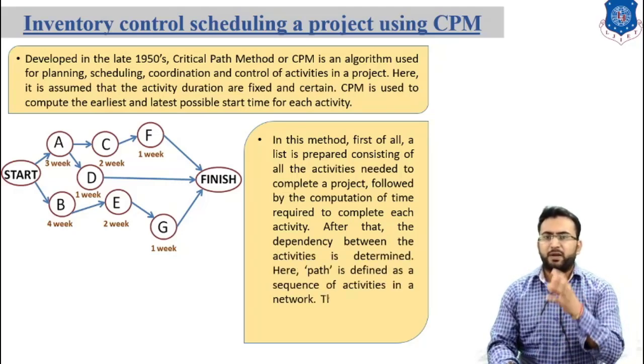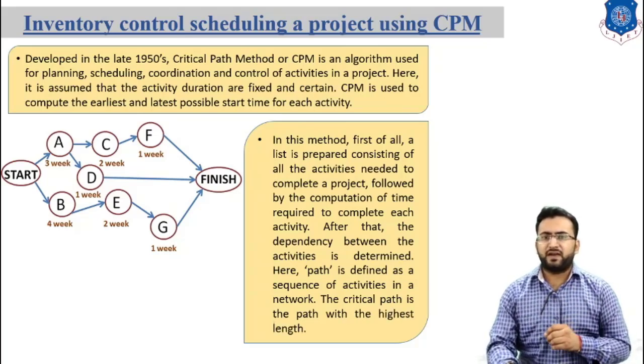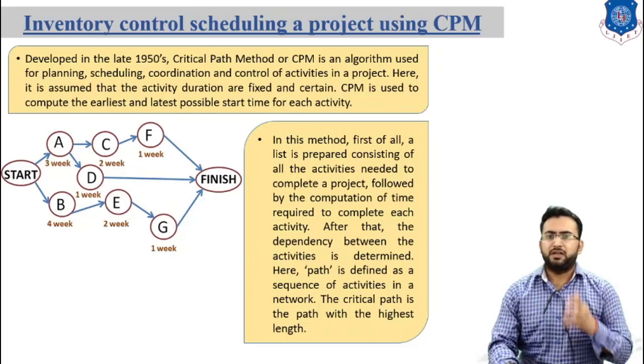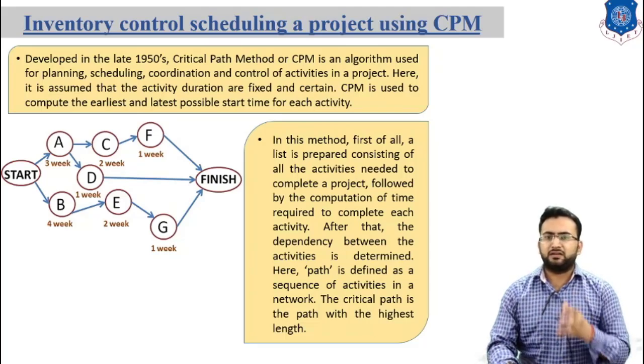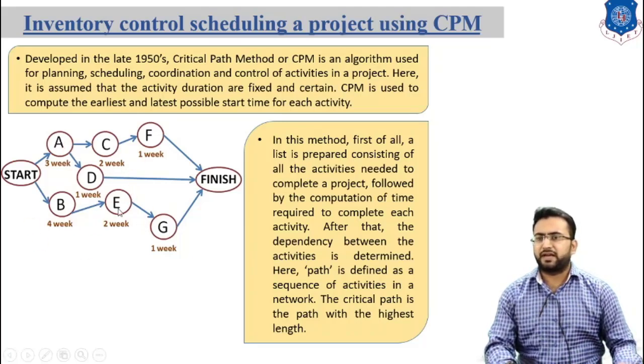After that, the dependency between the activities is determined. Here the path is defined as a sequence of activities in a network, and the critical path is the one with the highest length. To understand this, let's take one example. Let's consider this network diagram which starts from here and ends here.